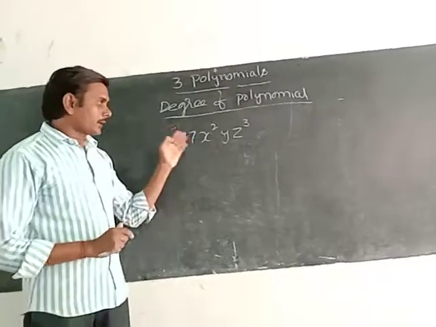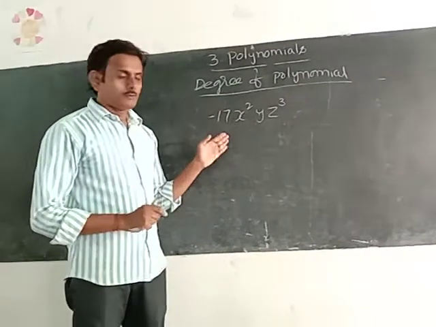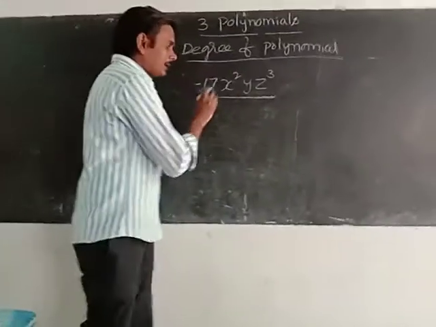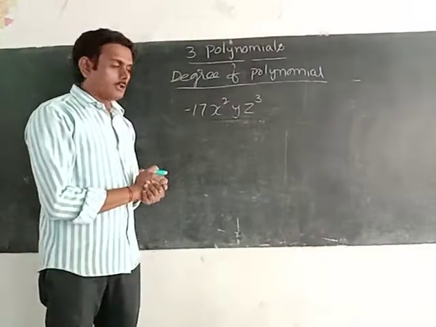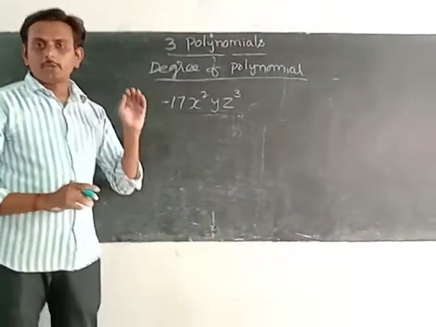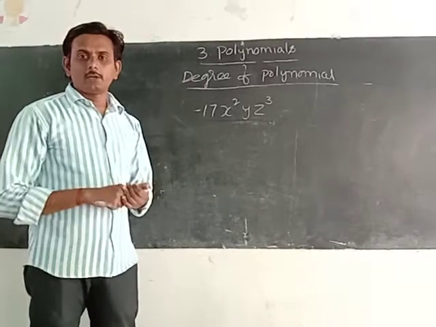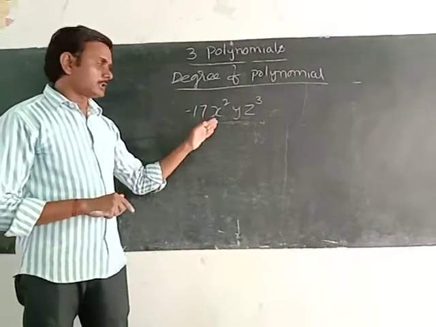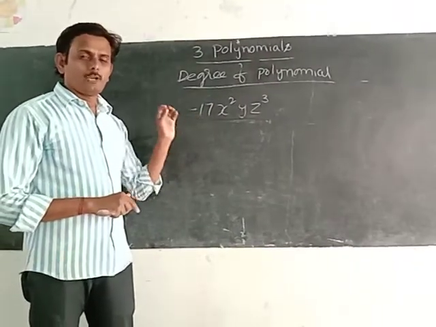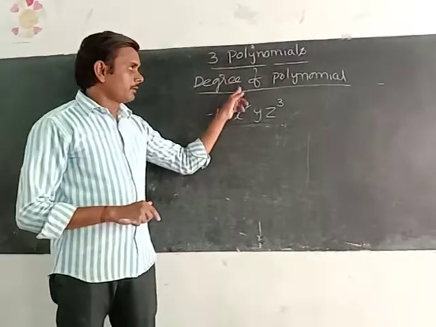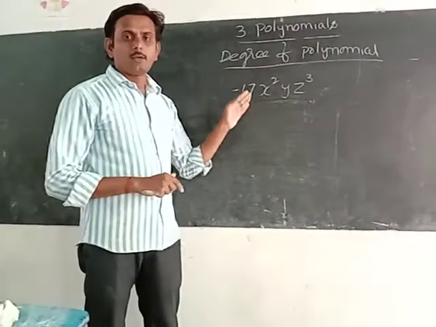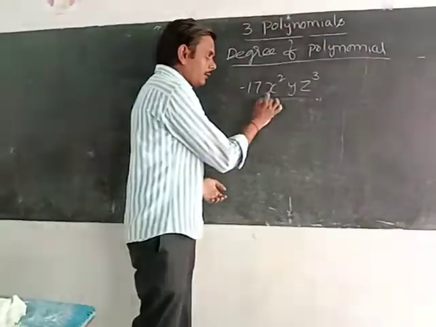While I want to calculate the degree of this term, this is one term only. If you want to find out the degree, identify the variables. How many variables are there in that term? Very important for this one. Whenever you want to calculate, you should learn the degree of the term. How many variables are there?